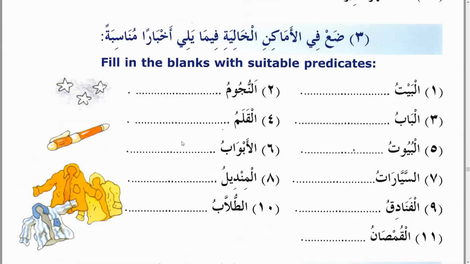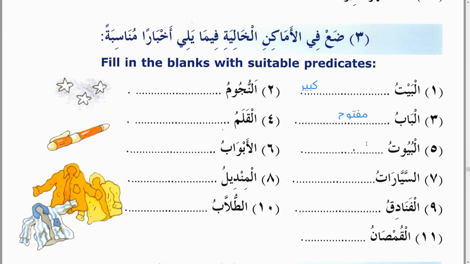Next one, fill in the blanks with suitable predicates. We have to make some sentences with suitable khabars. Al baytu kabirun. Right? We can just fill it. Al baytu, the house is big, right? Or jadid or whatever. Al babu, the door is open. Al buyutu.